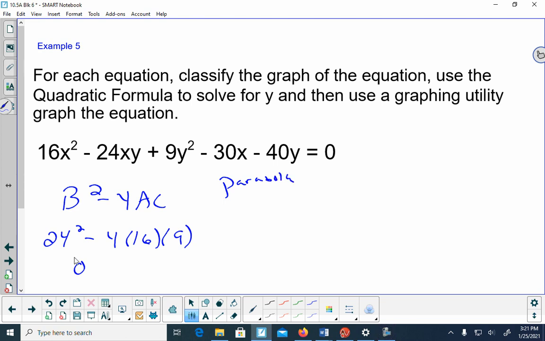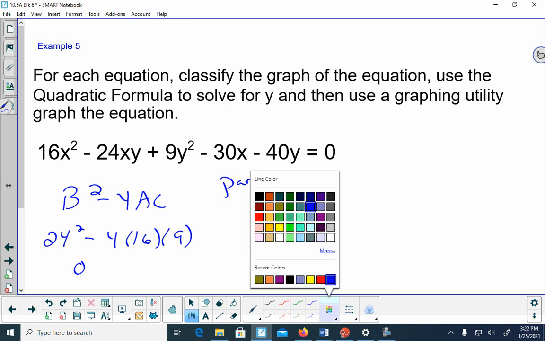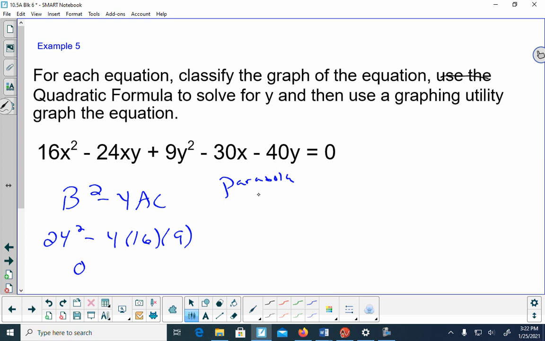The second part of the directions says to use the quadratic formula to solve for y and use the graphing utility. We're not doing that. You're crossing those directions out. That's why you're only doing part A. I do want you to graph it in your calculator, just one or two, so you get practice graphing them.